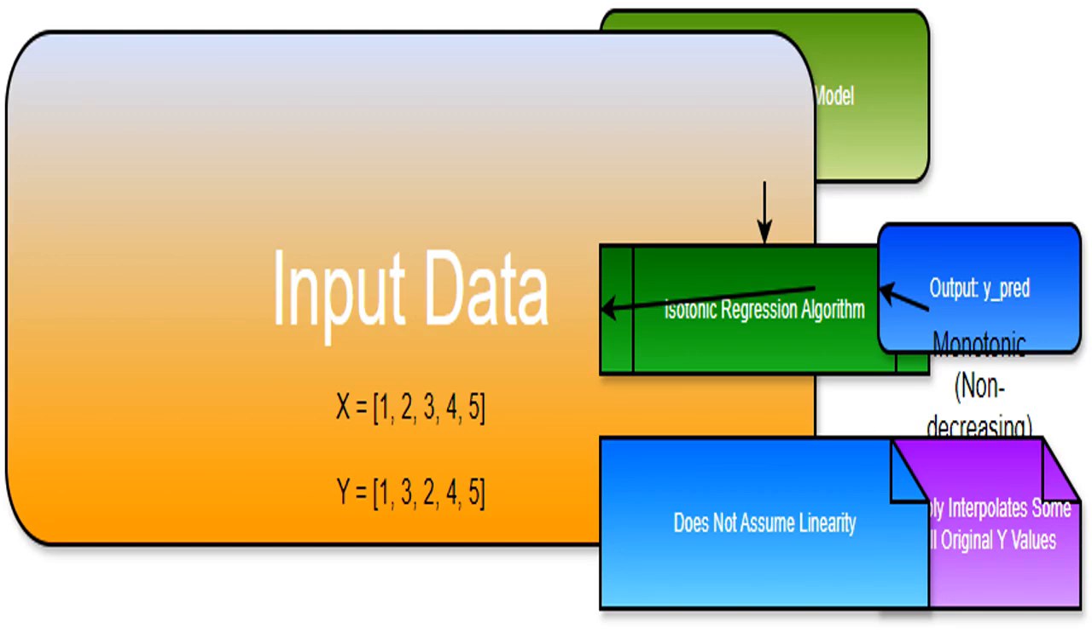I'm looking at the input data. X values are 1, 2, 3, 4, and 5, while corresponding y values are 1, 3, 2, 4, and 5. Notice that the y values aren't strictly increasing, they go down from 3 to 2. This is important because it means a simple increasing line won't fit this data perfectly.